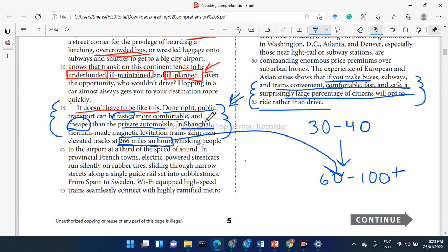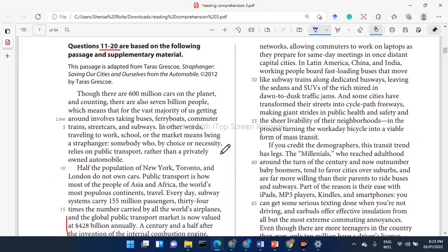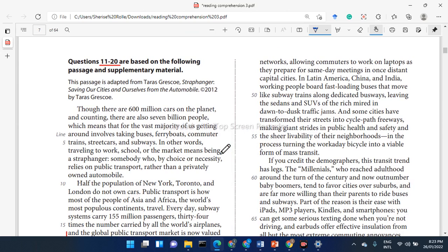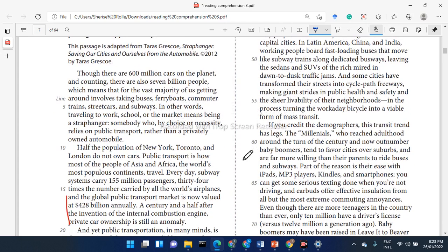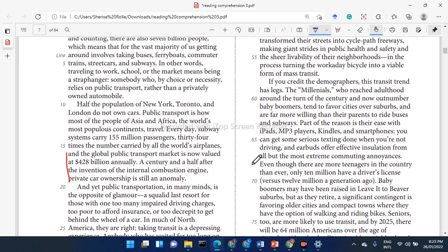Okay, so they give other examples about the French and what not. And they did some comparisons between millennials and baby boomers. Who loves public transportation more, baby boomers or millennials?